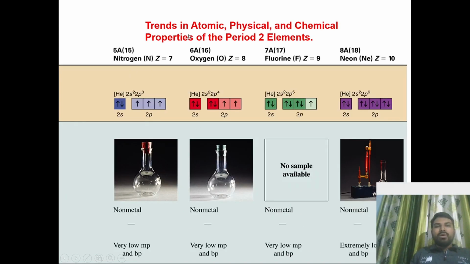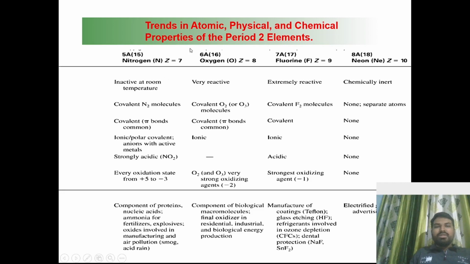Now the trends in period 2 elements with nitrogen, oxygen, fluorine, and neon. This is the characteristics of each of them. For fluorine, we did not find any image, so I have not uploaded one over here. Now these are its properties. These are the trends as we have seen for the previous periods. I am not going into details.